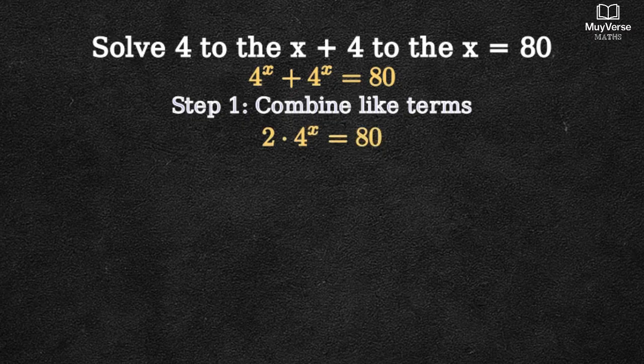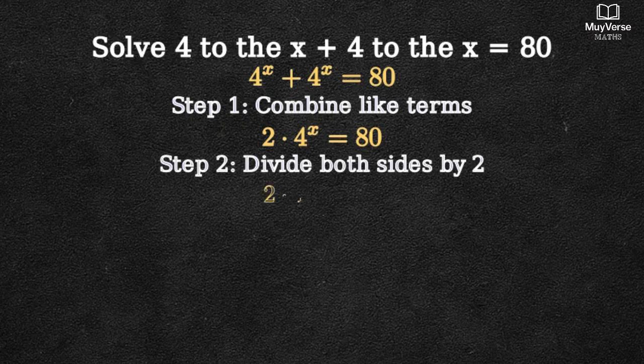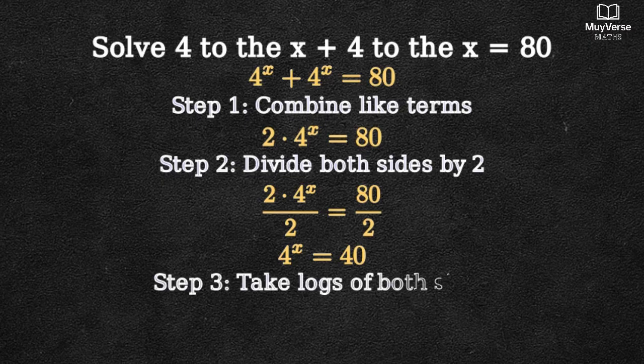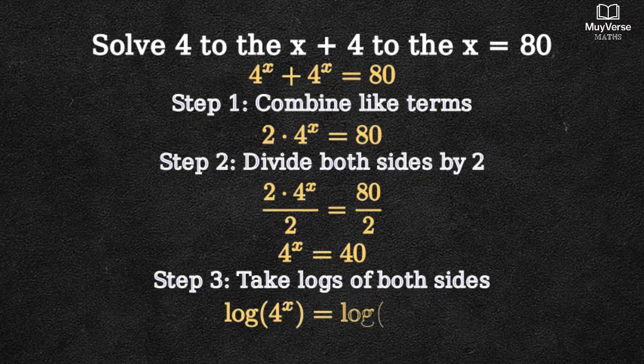Step 2. Isolate the exponential term. Divide both sides by 2. That gives 4 to the x equals 40. Step 3. Apply logarithms to solve for the exponent. We take the common logarithm, base 10, of both sides. So we write log of 4 to the x equals log of 40.